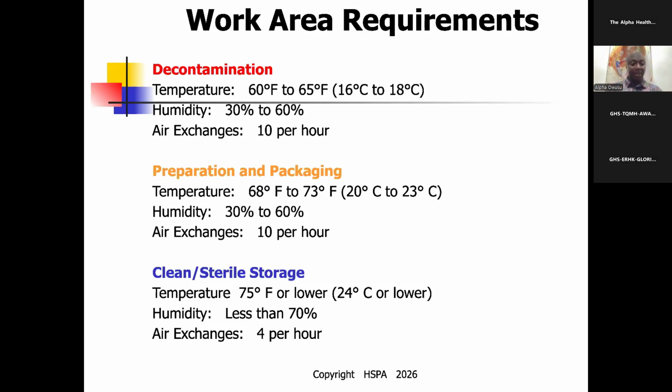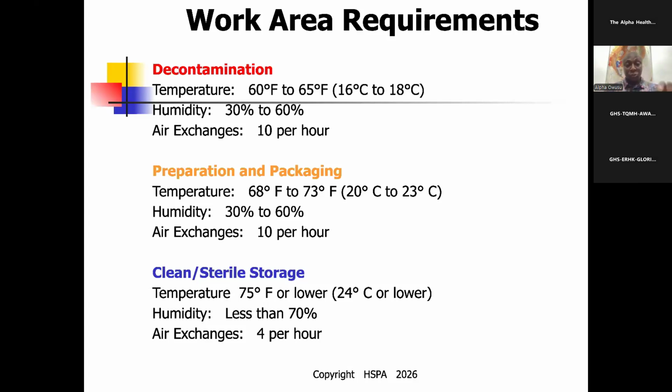Now, the clean area, this is very, very important. This is where the sterile items are. So you should be keeping these temperature ranges very carefully. Should you have a mismatch of temperature in this sterile storage area for a continuous 1 hour, every sterile item there needs to be reprocessed.